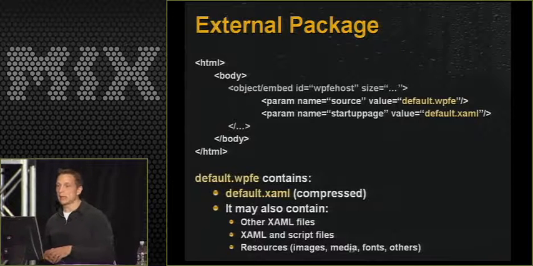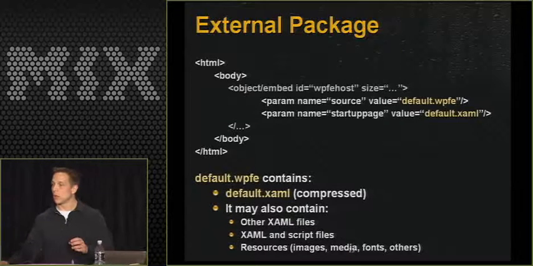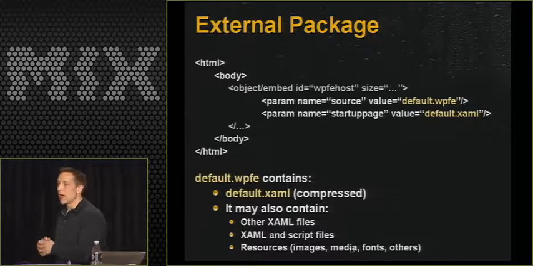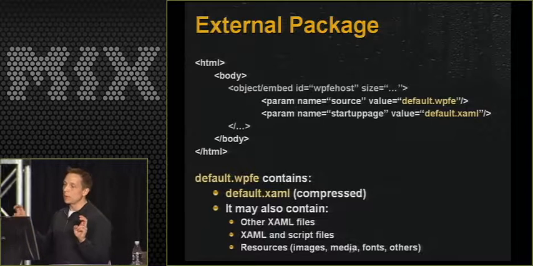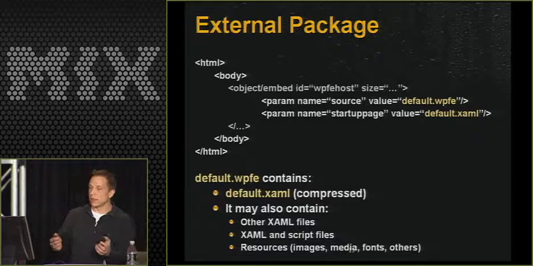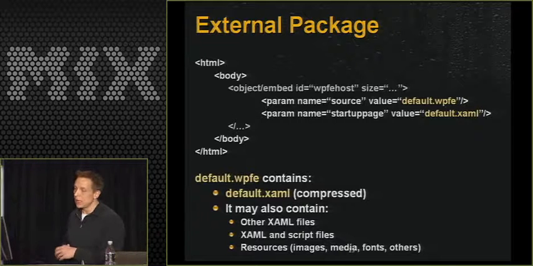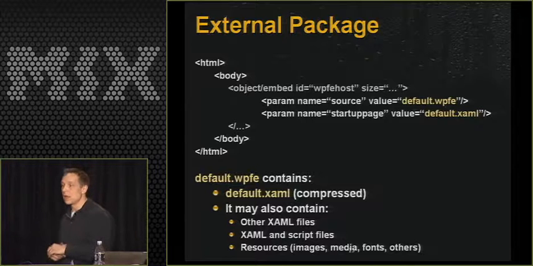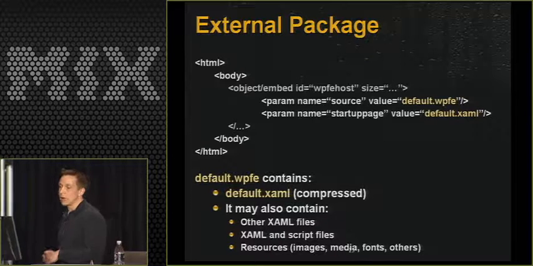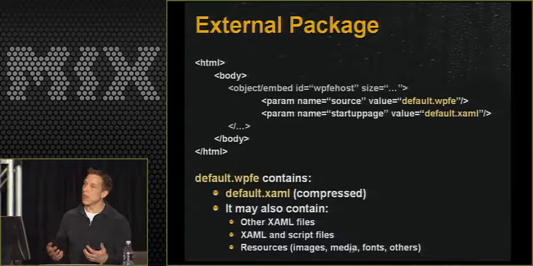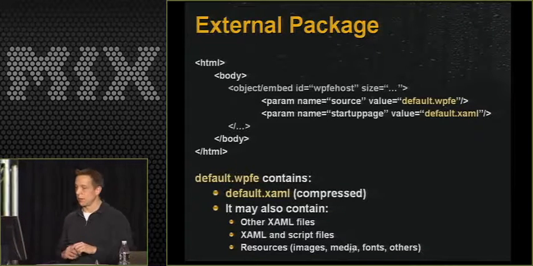From the external package standpoint, before I was showing you an object or embed tag that pointed to a XAML island within my page. Instead of doing that, I can just reference an external package, in this case default.wpfe. And default.wpfe may contain a default.xaml file. In this case, it will, because I've said that's the default page in that package. But it can also contain other things, such as images, media, fonts, anything else you might want to package up as part of that application.